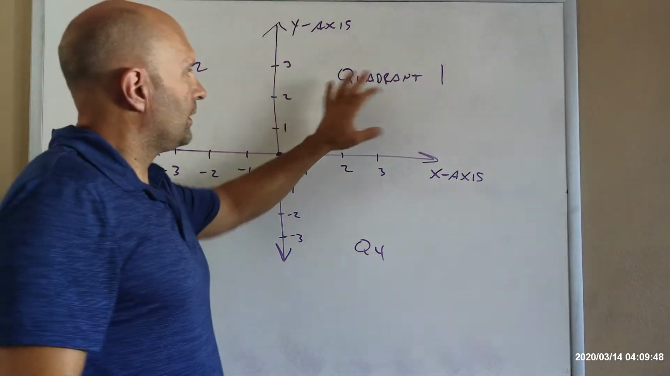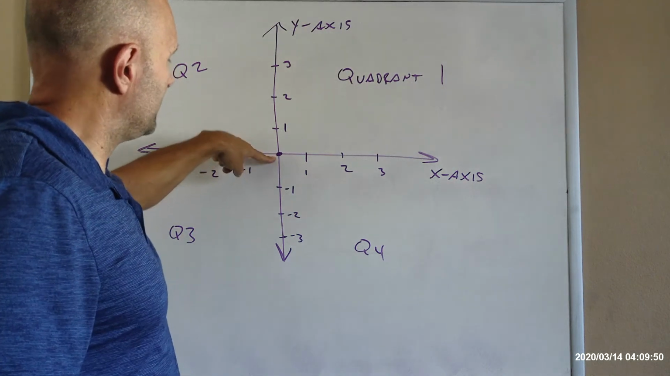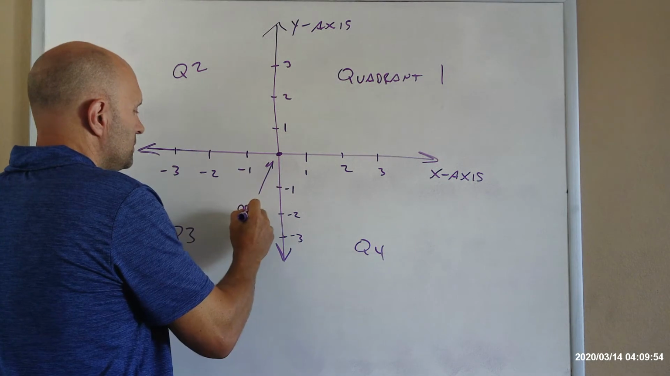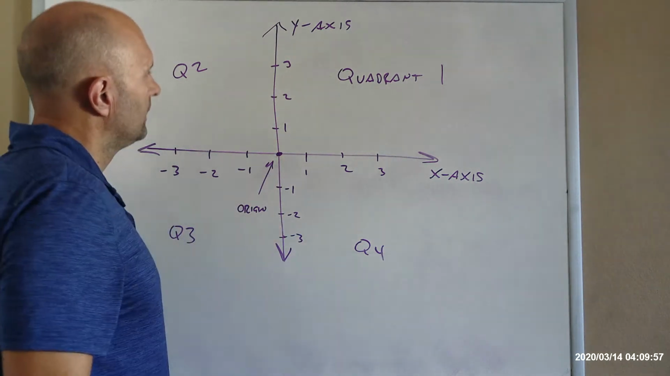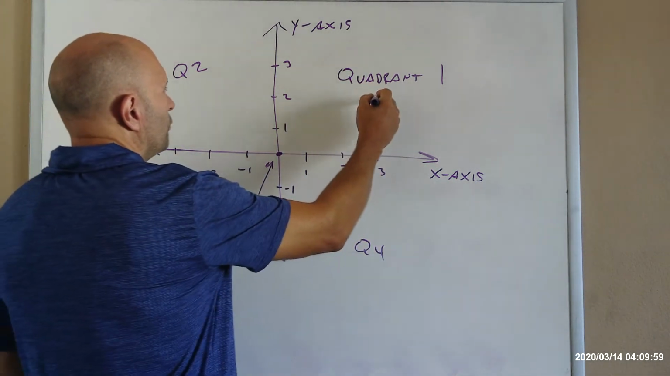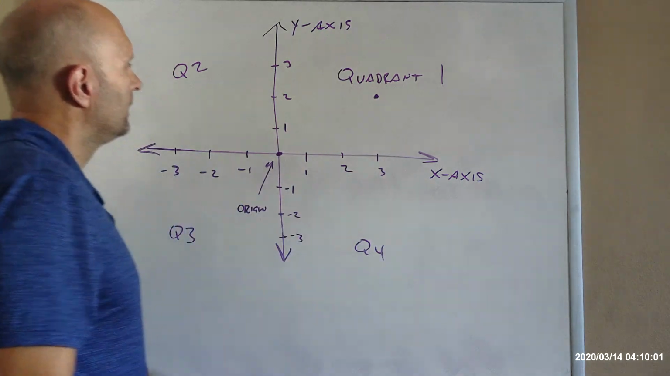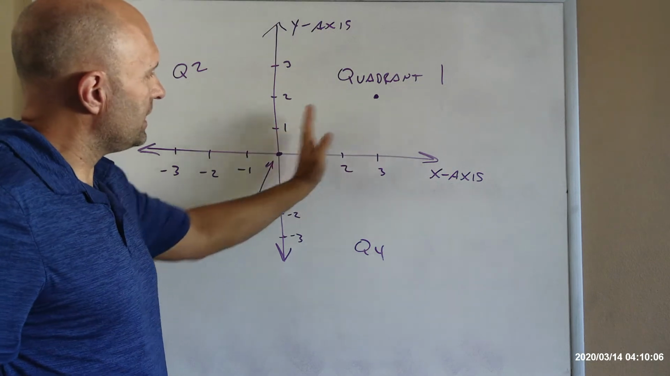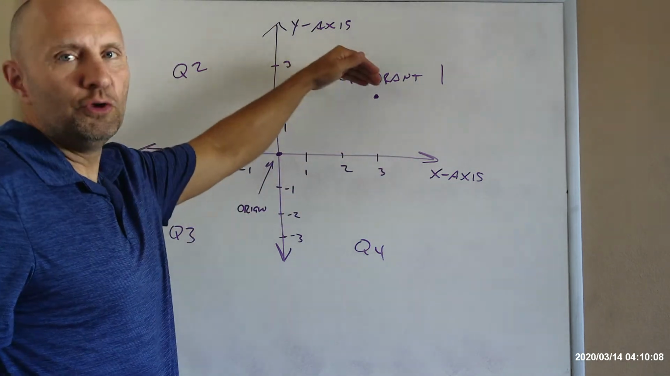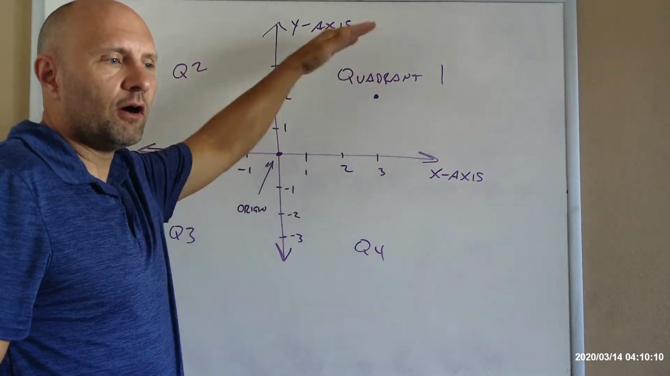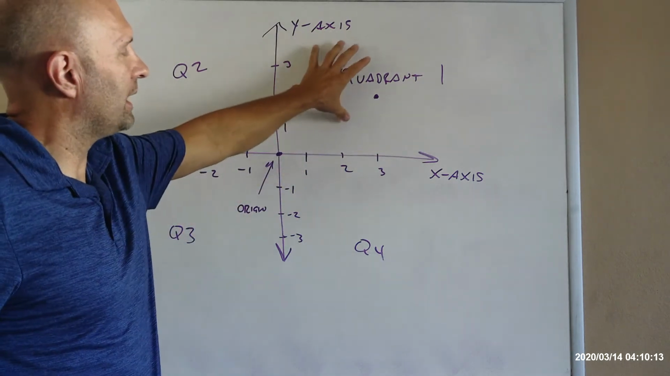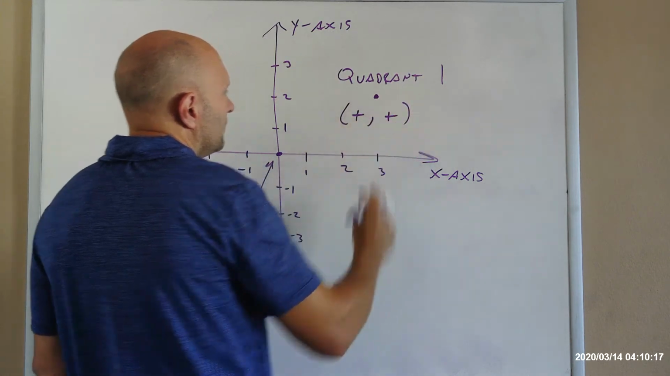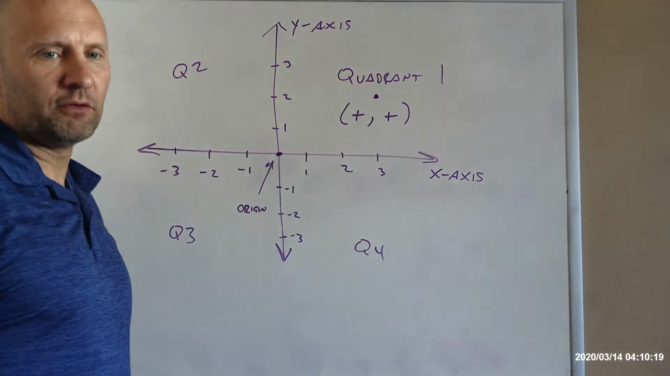In quadrant 1, so let's assume that we lived here at the origin. Where these two cross, this is called the origin. And let's say we wanted to go to a grocery store over here. It is in quadrant 1. We'd have to do what? We'd have to go 3 units to the right, 2 units up. So right and up is positive, positive. So any point here in quadrant 1 is going to have a positive number and a positive number.